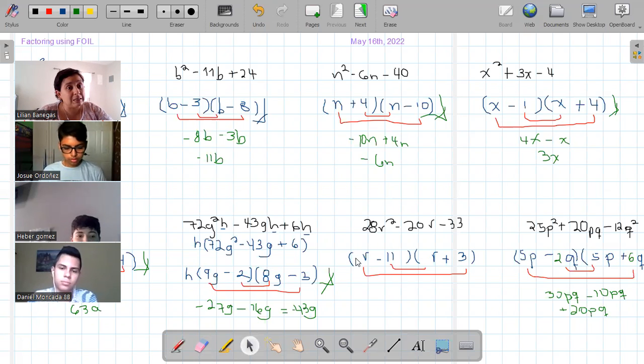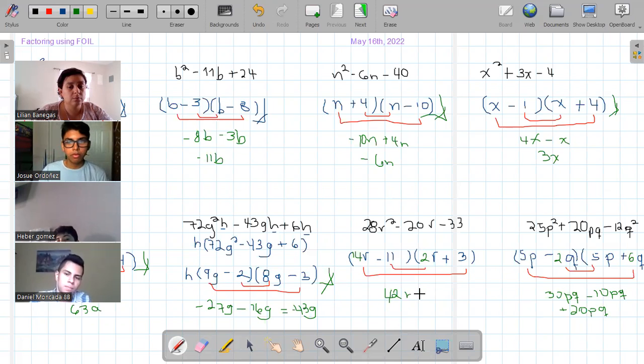Let's try the 14 and the 2, okay? So 14 and 2. 14 times 3, 42r. Negative 11 times 2r, negative 22r. 42r minus 22r, positive 20r. So this is my answer, right? This is my final answer.